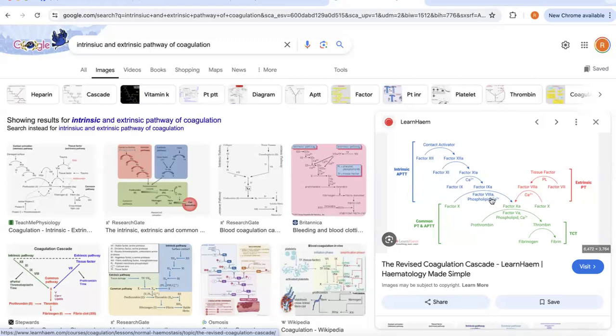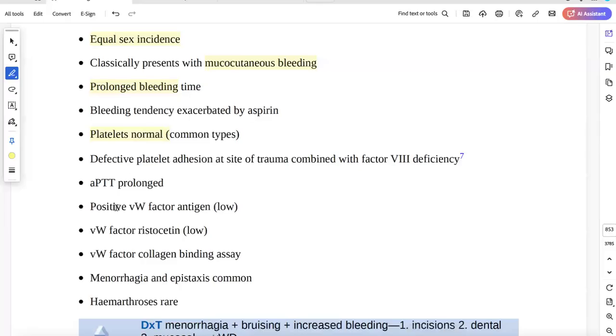So when there is lack of von Willebrand factor, there is lack of factor 8 also, and that's why the intrinsic pathway will not be activated. So what will happen to APTT in this patient? APTT will be prolonged, but the prothrombin time or PT will be normal.